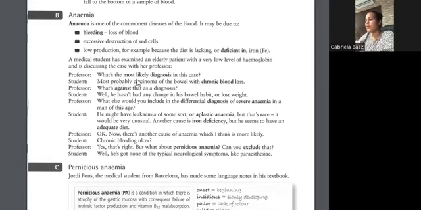What's the most likely diagnosis in this case? Most probably carcinoma of the bowel with chronic blood loss. What's against that as a diagnosis? Well, he hasn't had any change in his bowel habits or lost weight. What else would you include in the differential diagnosis of severe anemia? In a man of this age, he might have leukemia of some sort, or aplastic anemia, but that's rare. It would be very unusual.